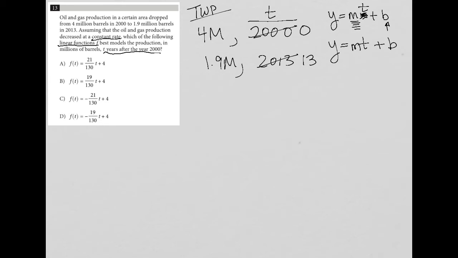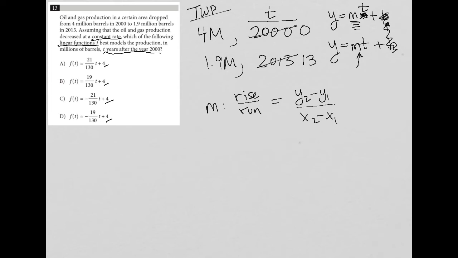So like I had mentioned, it looks like all of our answer choices already have our y-intercept. There's no question or doubt about it. It's going to be equal to 4. So I'm not concerned about b, which means I need to find m. Now, how do we find m? M, or slope, is the same as rise over run. It's also equal to y2 minus y1 over x2 minus x1.